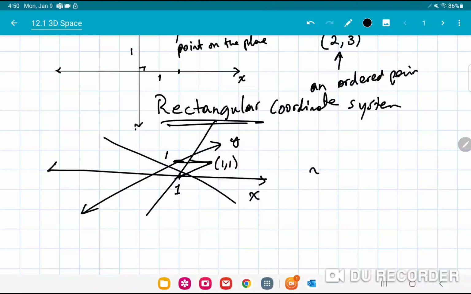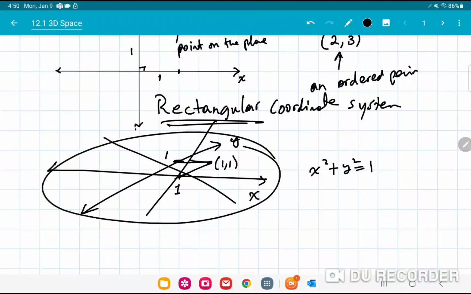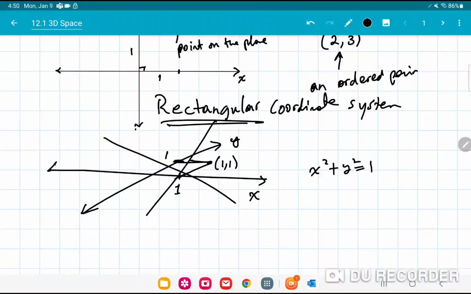Imagine creating this circle x squared plus y squared equals 1 on the xy plane, where if the axes would look like this, it would be an oval instead of a circle. Okay, now going to a 3D space.